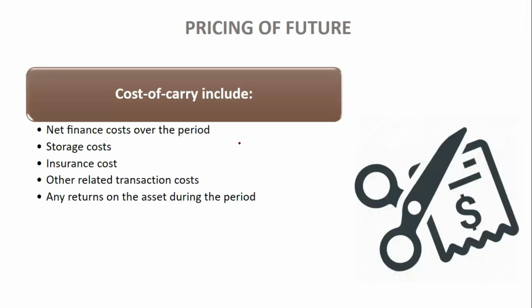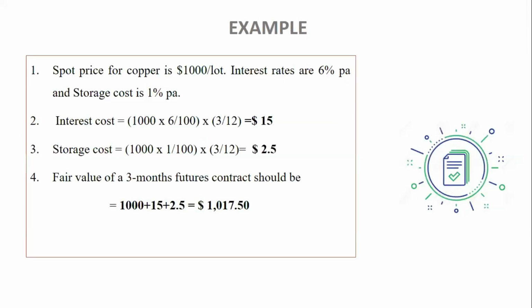Now, what is cost of carry? It includes net financing cost, storage cost, insurance cost, other related transaction costs, and any positive returns on the asset during that period. This is nothing but your risk-free rate in the market. These mainly apply to commodity futures, and the remaining apply to all kinds of futures, be it financial futures or commodity futures. Let's take an example.